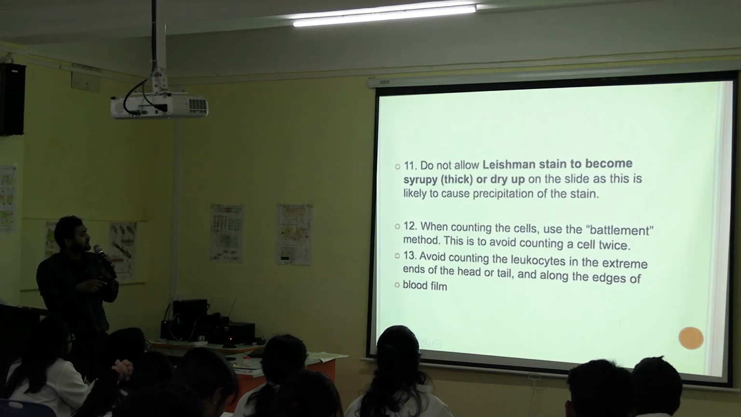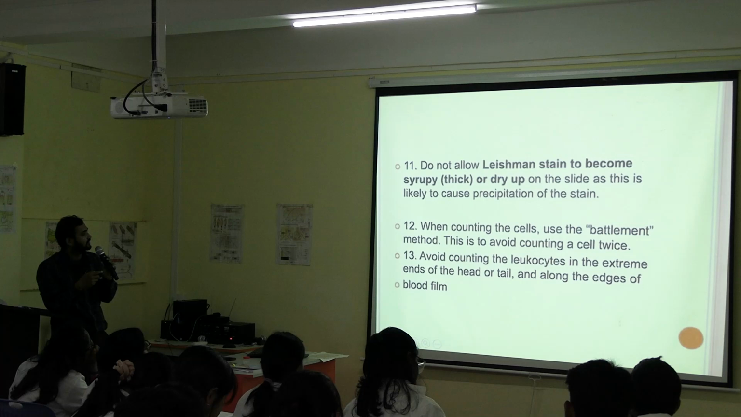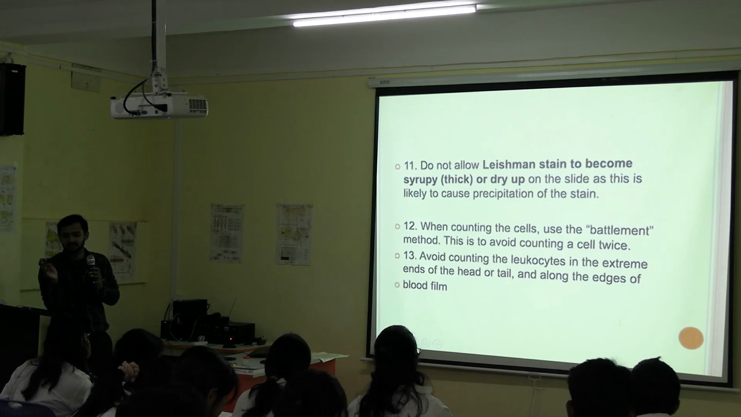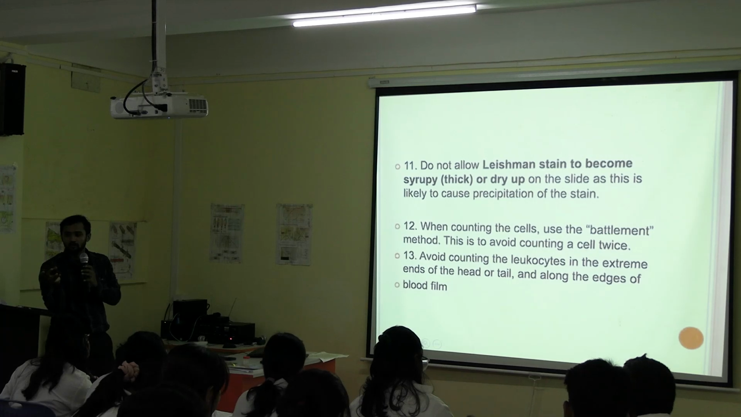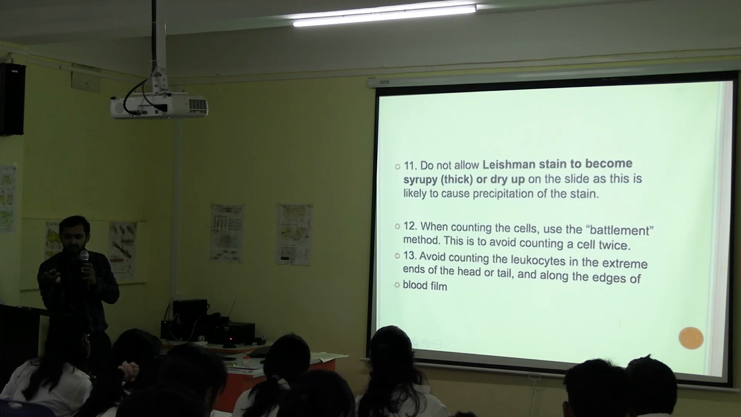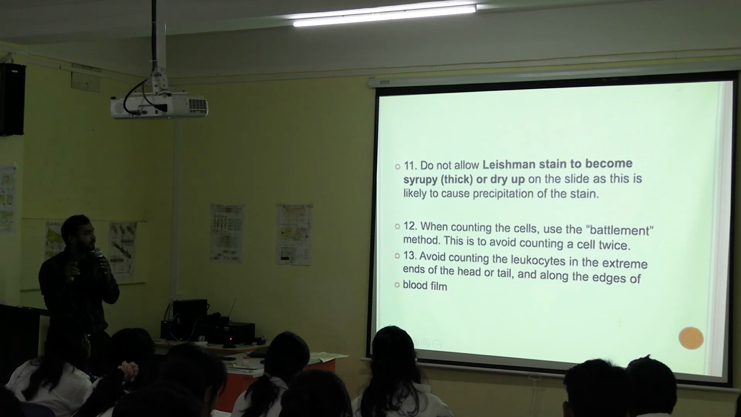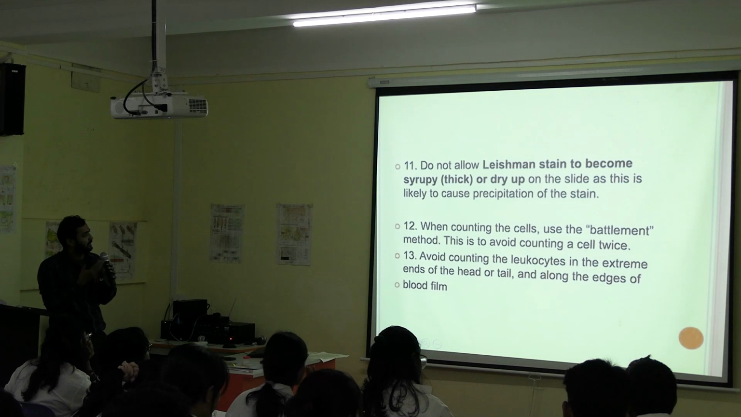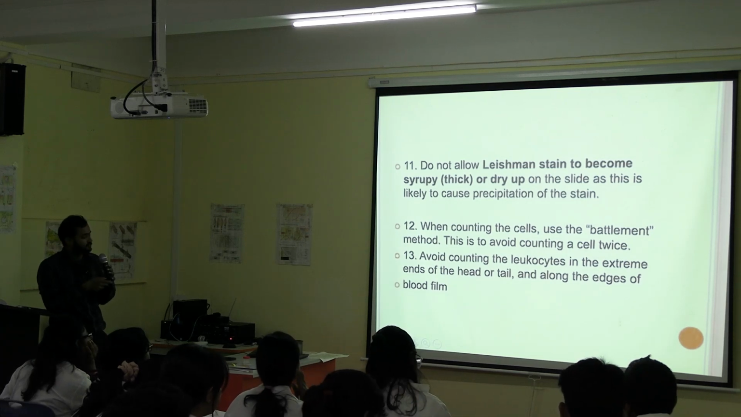Do not allow the Leishman stain to become thick or dry on the slide, as this causes precipitation of the stain. Suppose you have prepared the slide, and the head is this part and the tail is this part. You have to apply the drops over the whole smear, from head to tail. It shouldn't be in a single position; suppose you are staining only the head, it shouldn't be like that. You have to place it evenly over the whole smear. If you put it in a single part, it will cause precipitation.